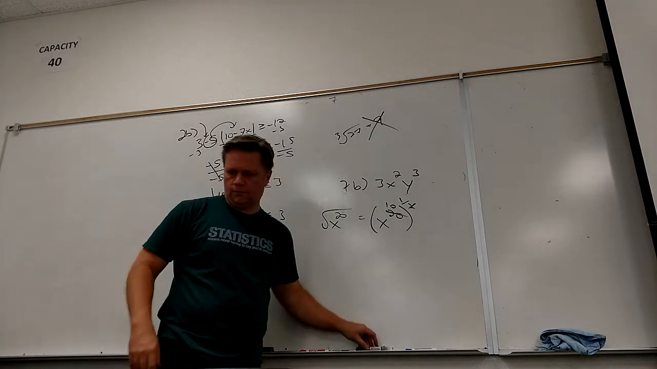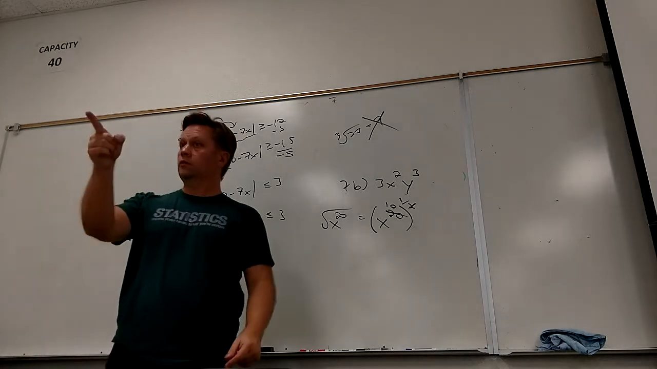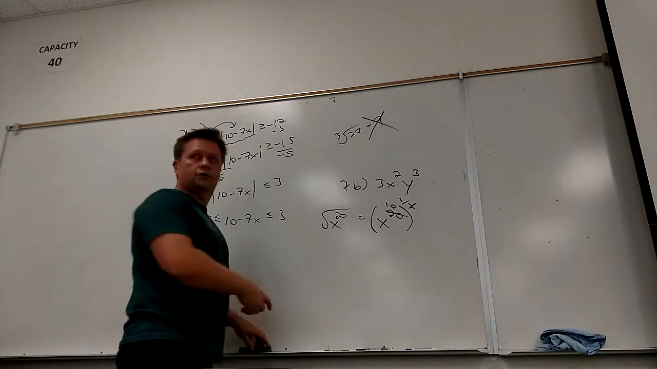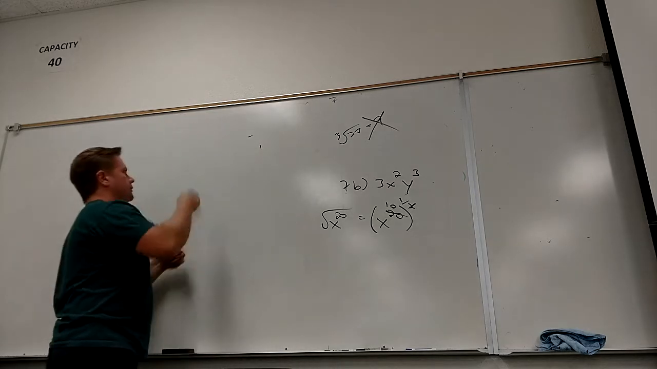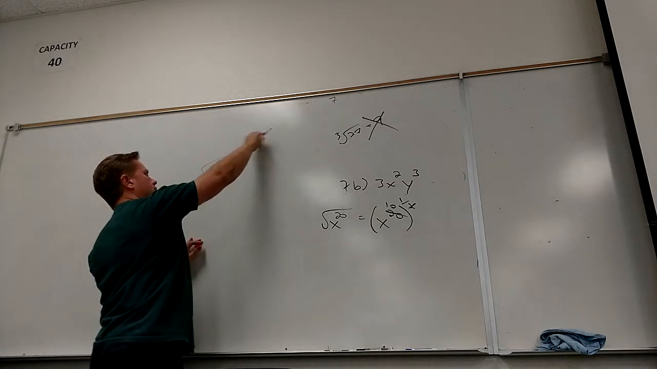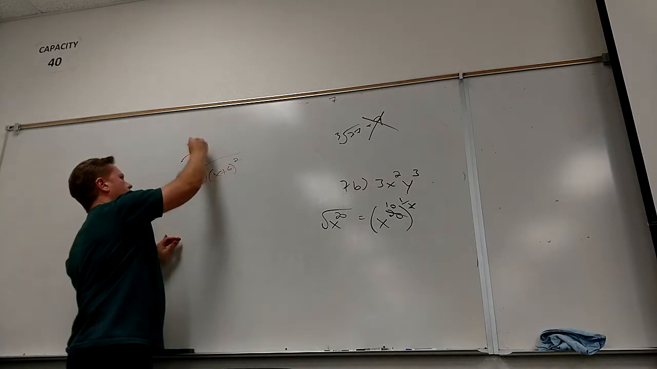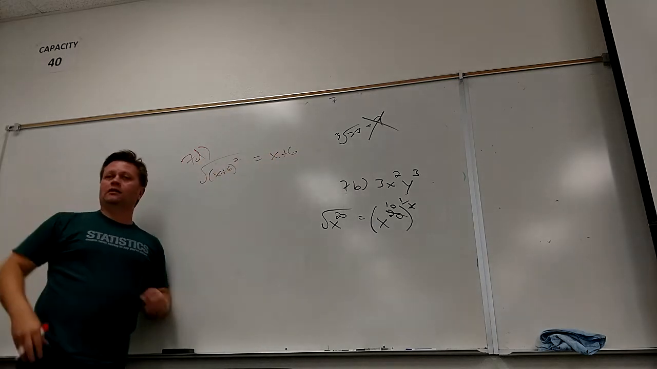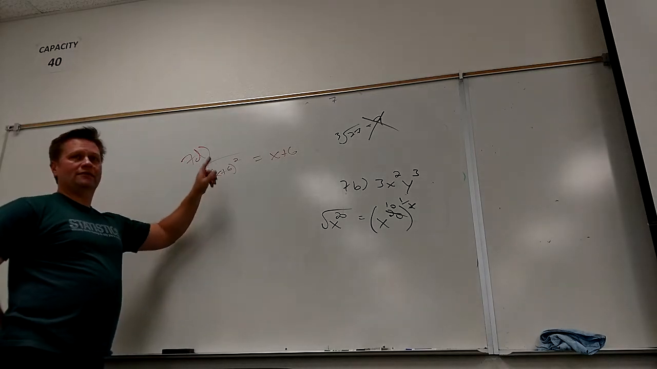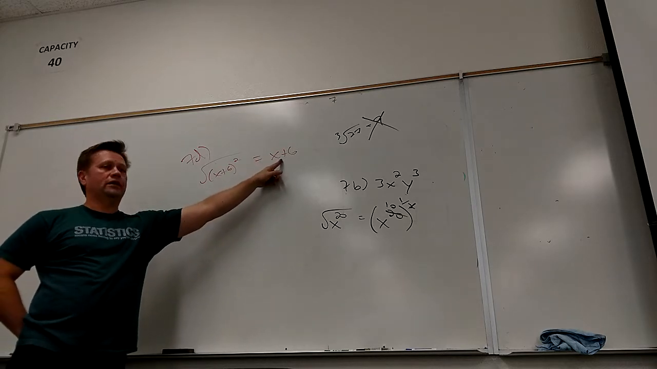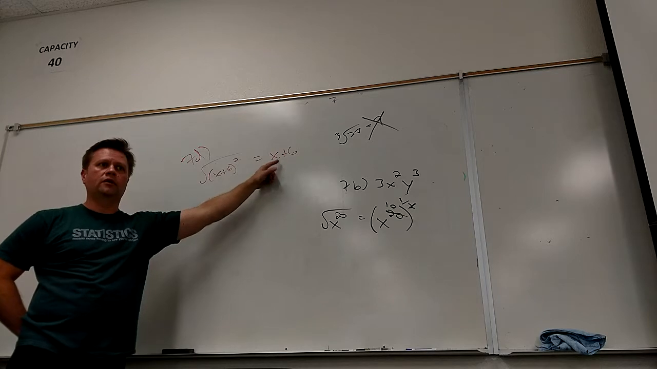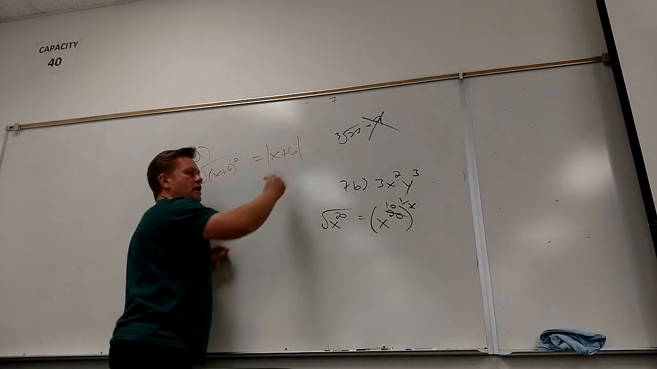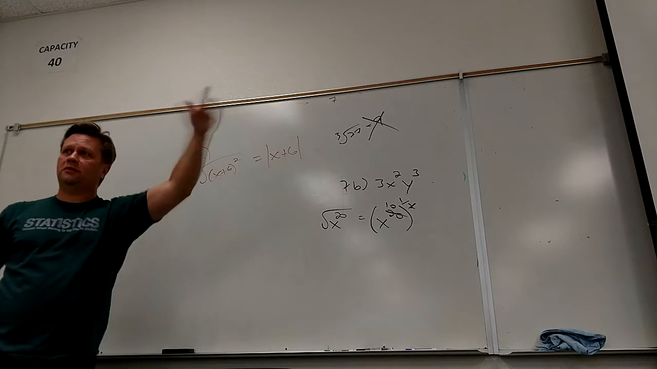For 7d, I know it's x plus 6 squared, but would you write it as the absolute value of x plus 6? Yes, because x plus 6 could be negative. Why is this not equal to this? What if x is negative 7? What kind of number is this if x is negative 7? A negative number. Can the output of the square root be negative? No. So we don't do this to make it positive. We do that because it has to be positive.